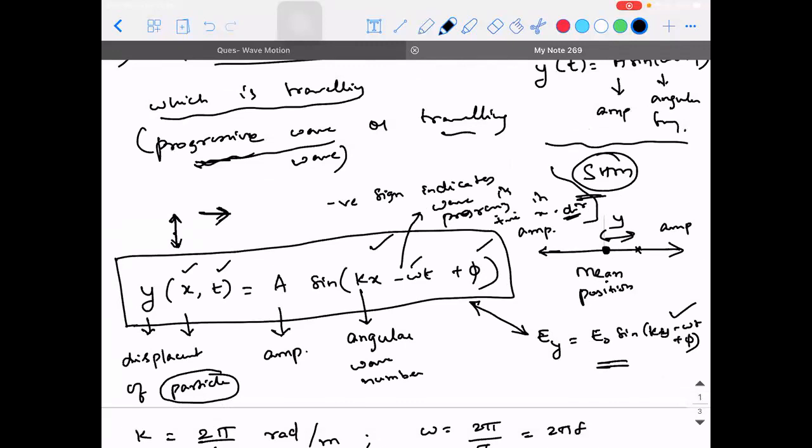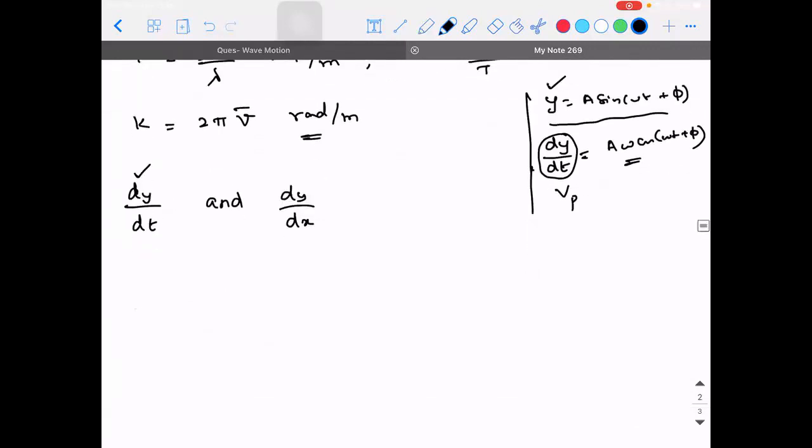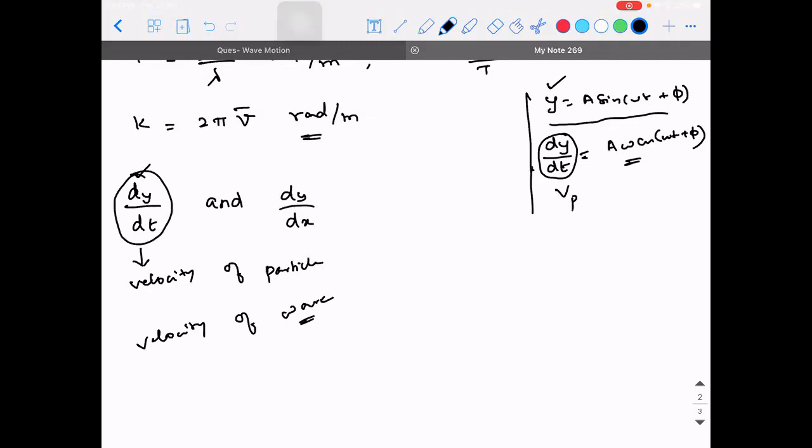If that is the case, then if I do dy by dt mathematically, according to physics, what does it represent? It's the velocity of the particle that created the disturbance. Very good. It is the velocity of the particle. But there is something else also involved: the velocity of the wave. This is where people get confused. When a displacement equation for a wave is given, that displacement equation is for a particle, not for the wave. So when you differentiate the displacement equation of the wave, you are actually getting the velocity of the particle.